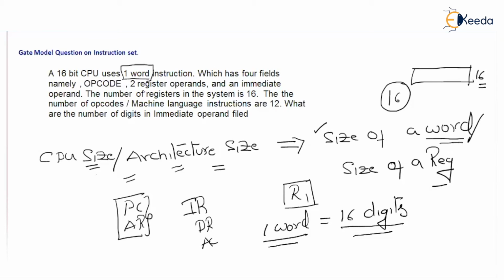So what he said is that this architecture uses one word instruction. So instruction size is also equal to one word. This is normal and common in many of the architectures. Instruction size will be equal to the word size, that is 16 bits. If the architecture size is equal to 32 bits, then instruction size will also be equal to 32 bits. But in this case, our instruction size is just 16 bits.